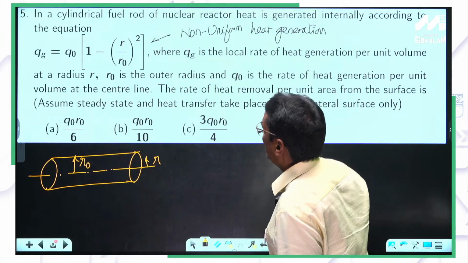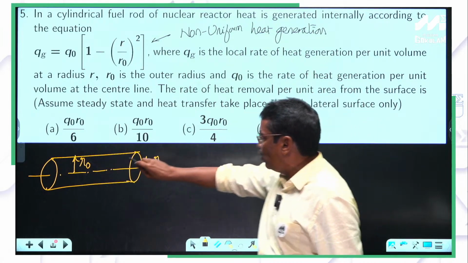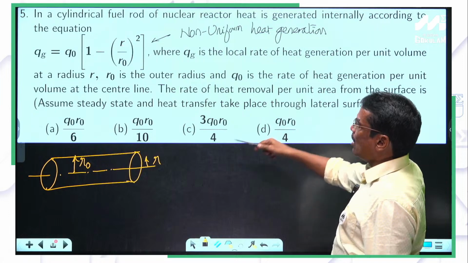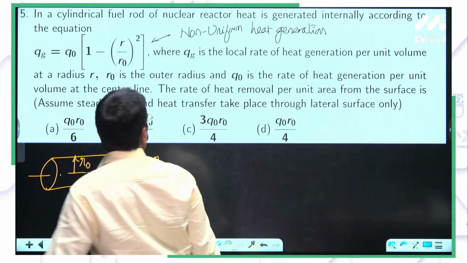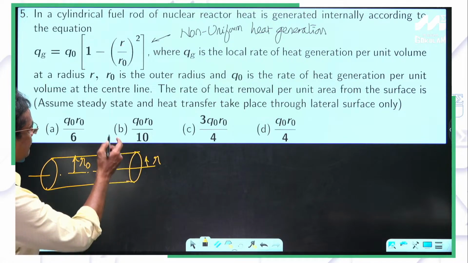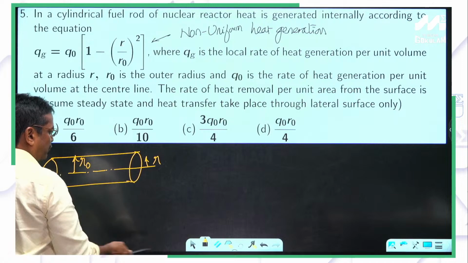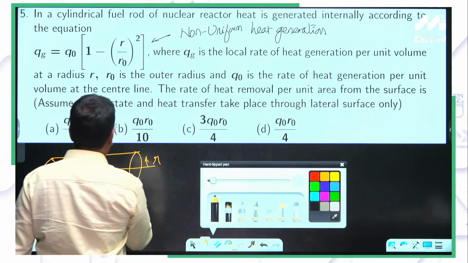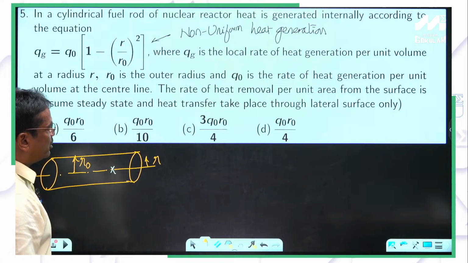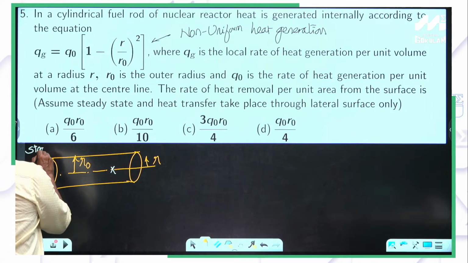See that Qg is the local heat generation rate, at a particular location. R naught is the radius of the cylindrical rod, and Q naught is the heat generation rate at the axis. With reference to the axis heat generation rate, the local heat generation rate has been given. Find the rate of heat removal per unit area from the surface, assuming steady state.